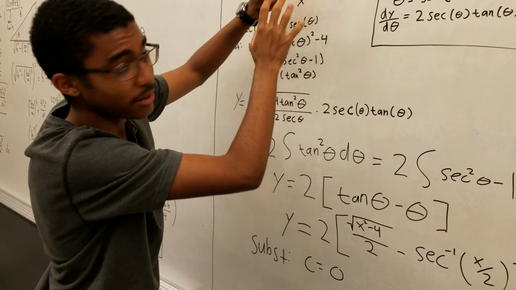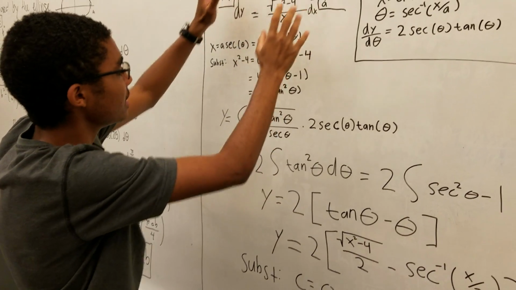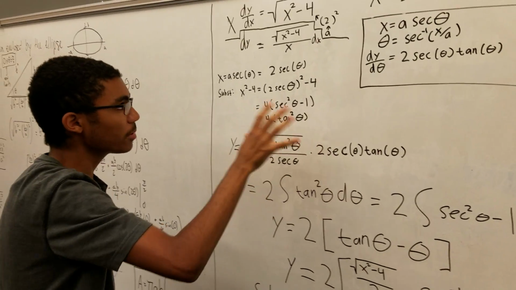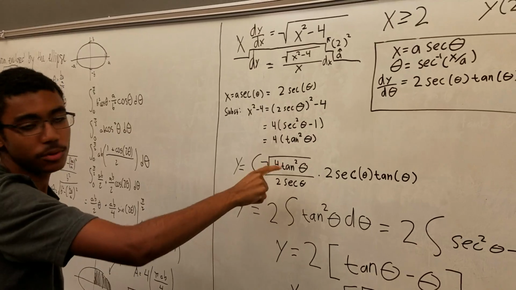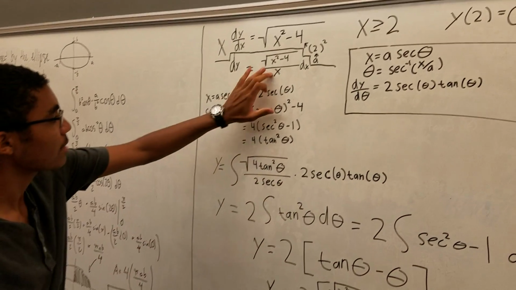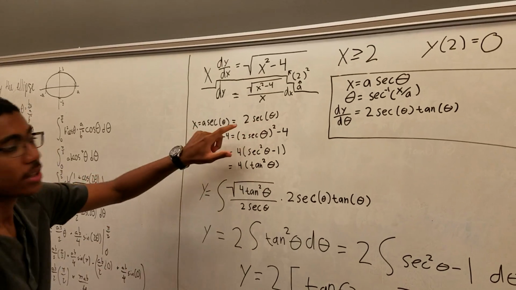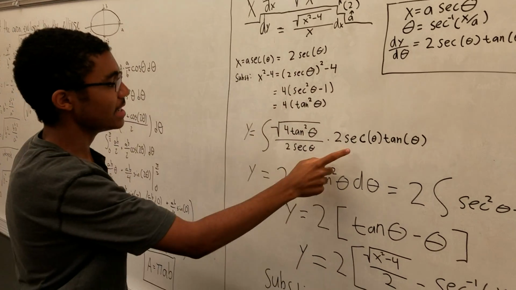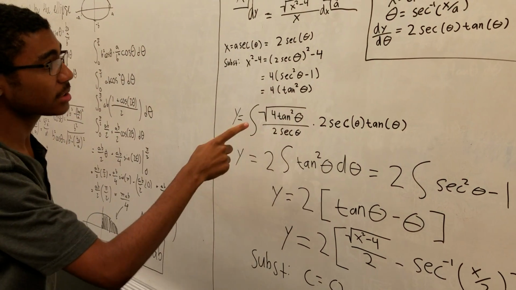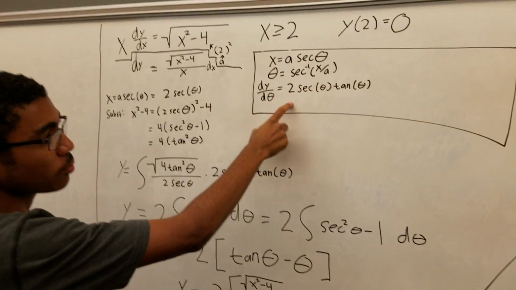This part of the inside of the square root function is equal to this. So what I'm going to do is take that and put it in for this. So I have 4 tan squared theta, and then I have my x value right here, so I take my 2 secant of theta and put it right there. And then multiply by my dx.